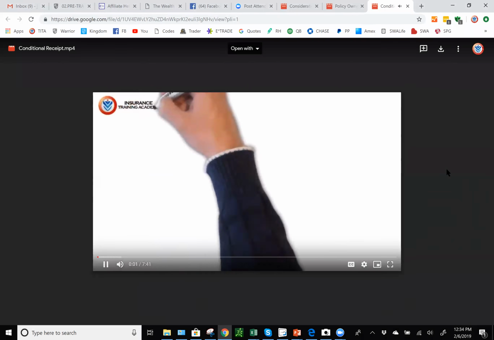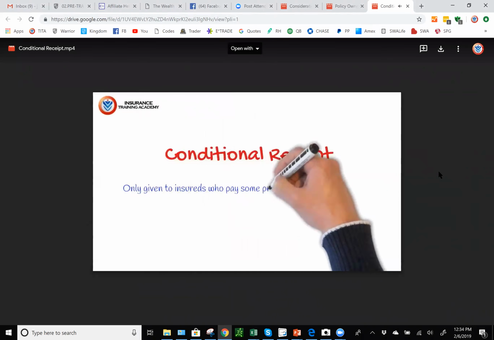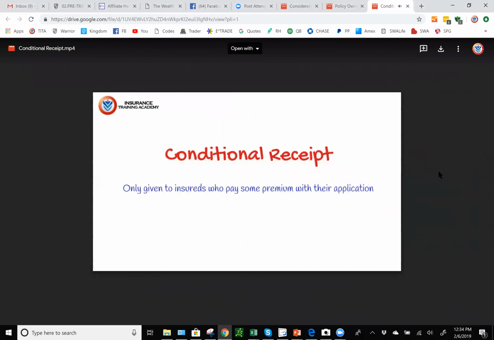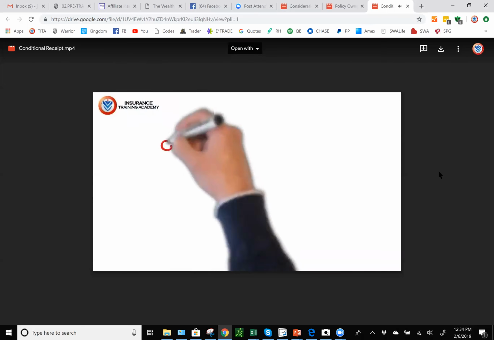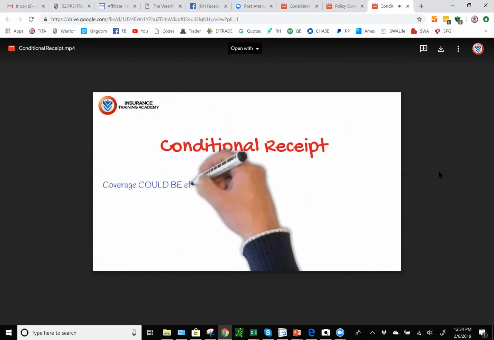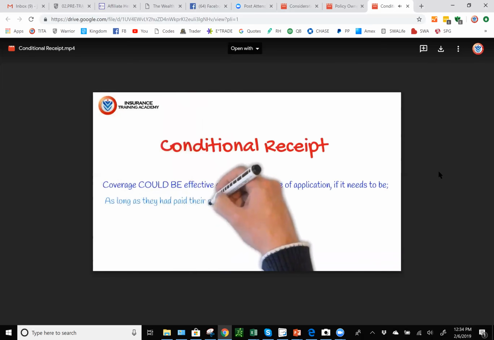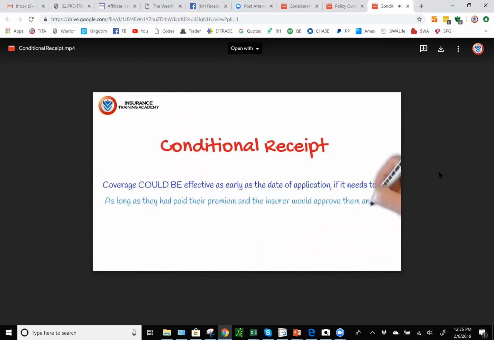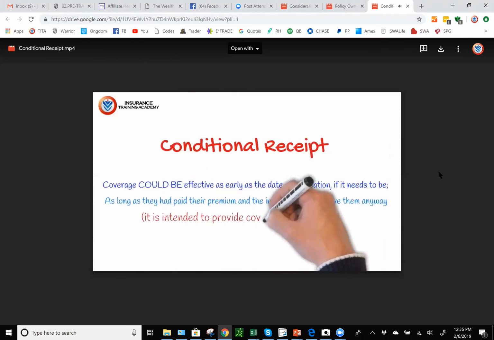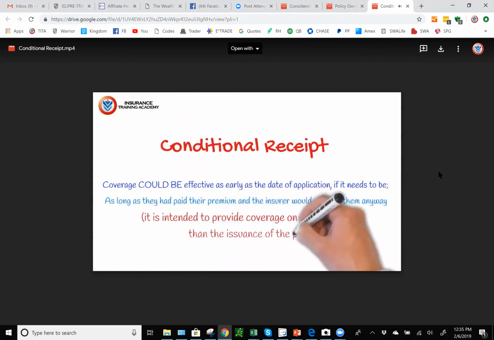In this video, we will talk about conditional receipts. A conditional receipt is only given to insured to pay some premium with their application. With a conditional receipt, it says coverage could be effective as early as the date of application if it needs to be, as long as they paid their premium and as long as the insurer would approve them anyway. It is intended to provide coverage on a date earlier than the date of the issuance of the policy.